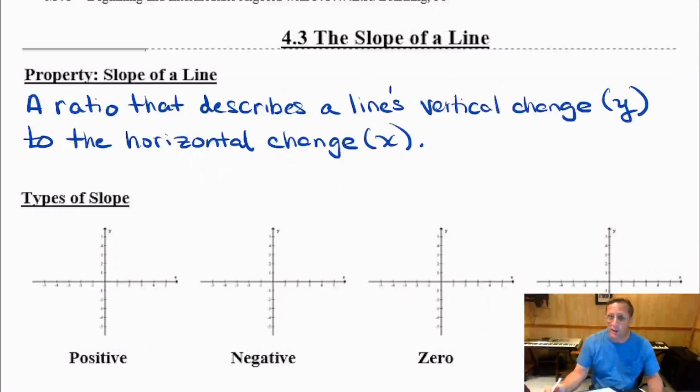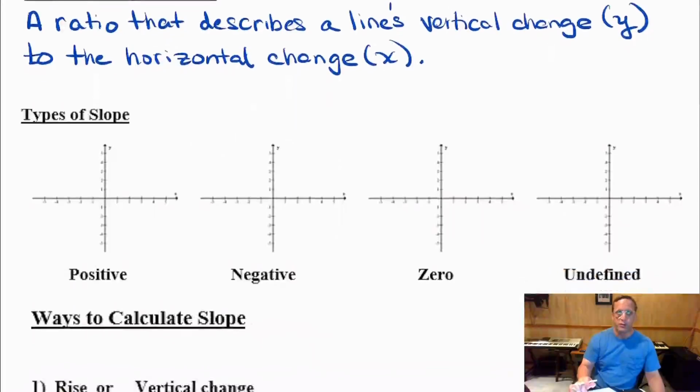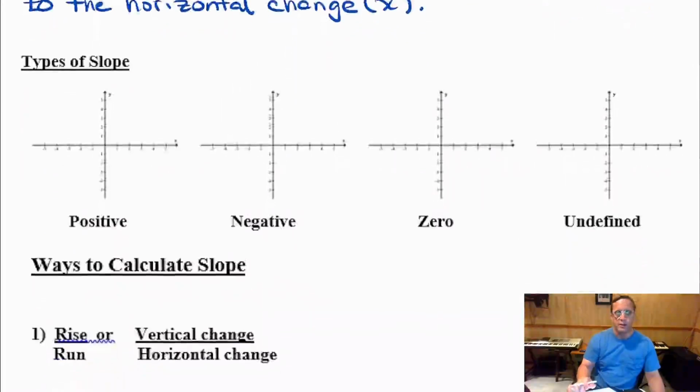Ratio is just another way to state that it's a fraction, or it can be a fraction, a rational number, that describes a line's vertical change, its y, to its horizontal change, its x, so it's change in y over change in x. And you can go ahead and jot that down.